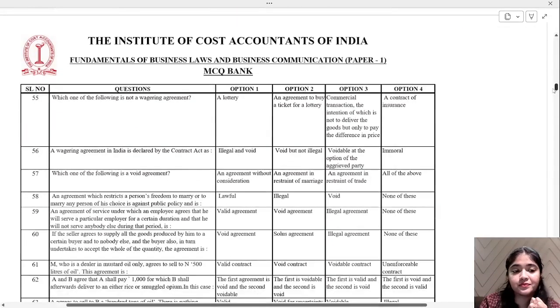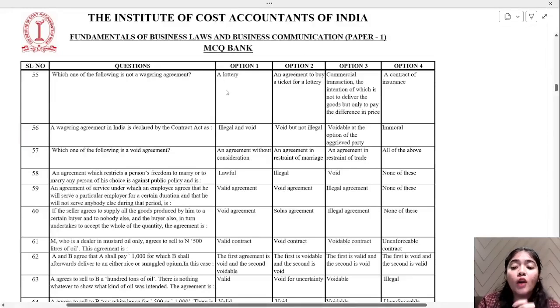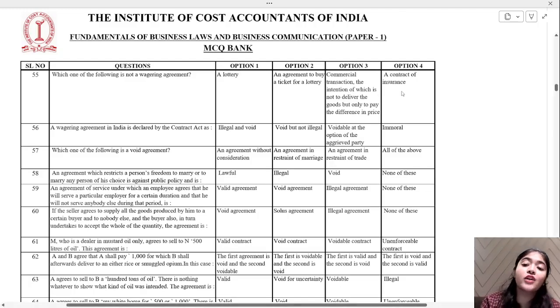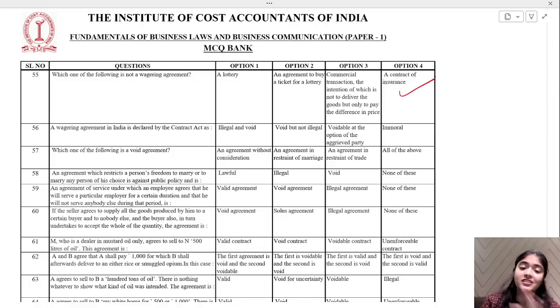let's go ahead. Now, which of the following is not a wagering agreement? A lottery, an agreement to buy a ticket for lottery, a commercial transaction the intention of which is not to deliver the goods but only to pay the difference in price, or a contract of insurance. Which of the following is not a wagering agreement? Okay, a contract of insurance is not a wagering agreement. Others are wagering agreements. A wagering agreement in India is declared by the Contract Act as illegal and void, void but not illegal, voidable at the option of aggrieved party, or immoral. Tell me, void but not illegal. Correct? They are void but not illegal.